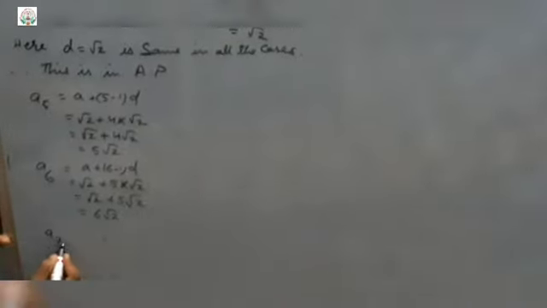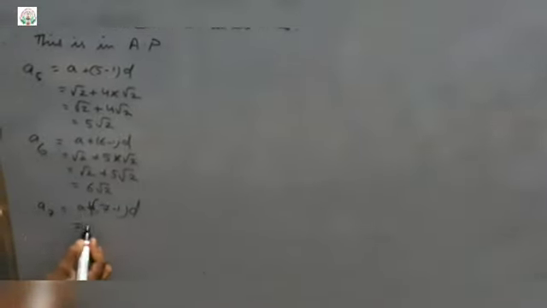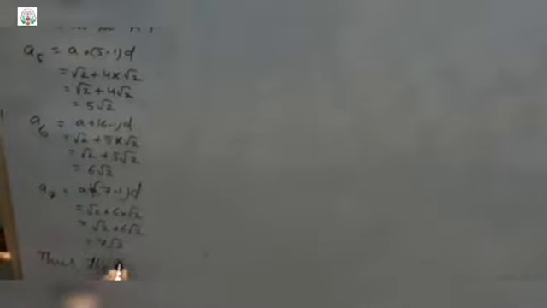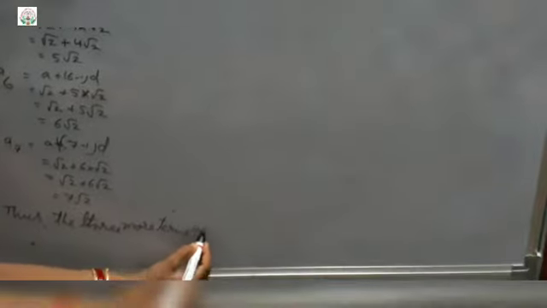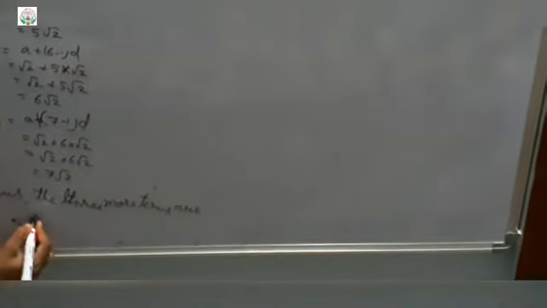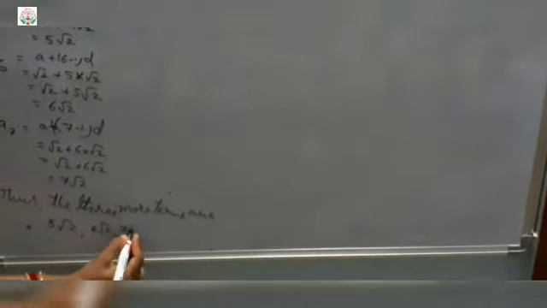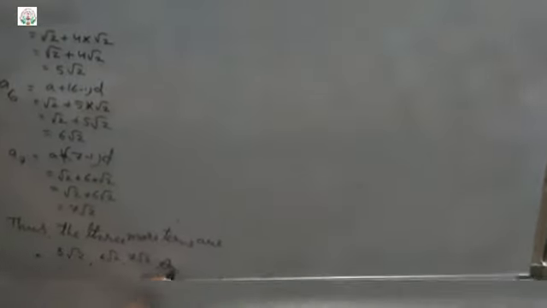Same way, a7 will be a plus 7 minus 1 into d, which is equals to a is root 2 plus 6 into root 2. So which will be equals to root 2 plus 6 root 2 equals 7 root 2. So thus the three more terms are 5 root 2, comma 6 root 2, comma 7 root 2. Okay, this will be the answer.